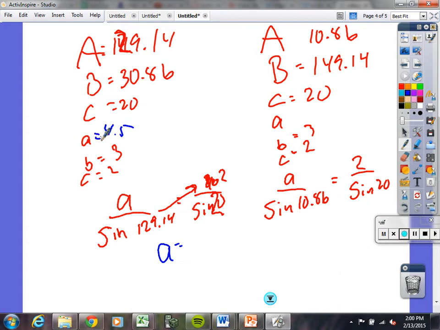Yeah. Okay, now looking over here, this is 10.86. That's the smallest angle, so it should come out to be the smallest side. 1.1. Second on that. Anybody do that one? You did both? Awesome, thank you. That's all it is, really.